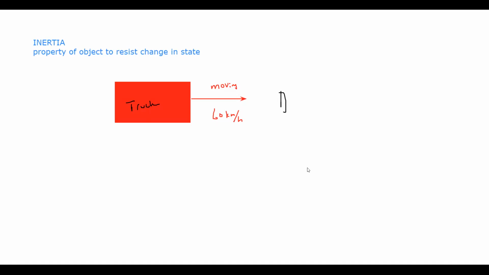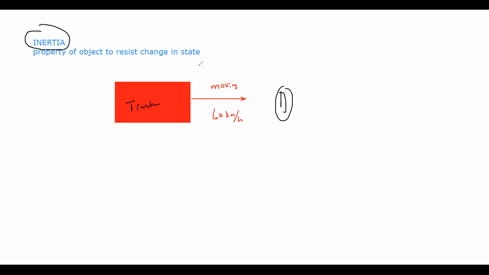So basically the truck is having a tendency to resist the change in state because it's a moving object. You're trying to stop the truck by standing in front of it, but you're not able to stop it because the truck is having a property, and we call that property inertia. So inertia is the property of a material to resist the change in state.